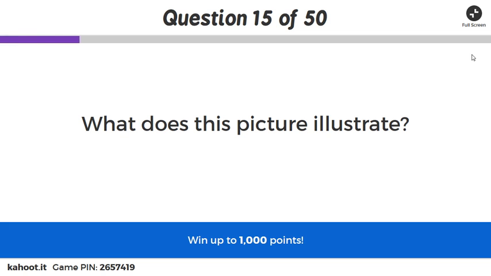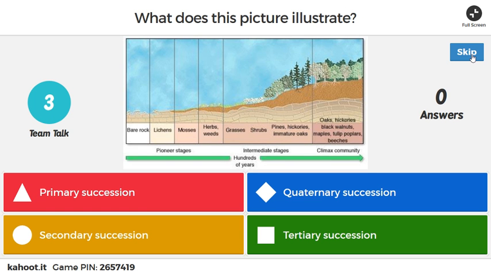All right, so what does this picture illustrate? You'll see a picture in a moment. What is that illustrating? So here we have some bare rock, and we see that some trees and a small little forest has started to populate. What is that an example of?